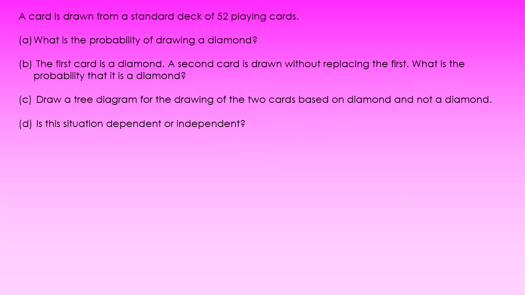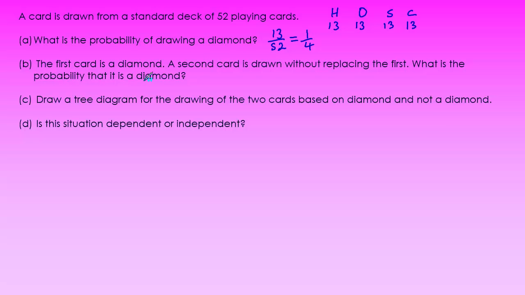Independence of events. A card is drawn from a standard deck of 52 playing cards. Now let's just remind ourselves, we have 4 suits: hearts, diamonds, spades and clubs, and each of those has 13 cards, making up the 52. So the probability of drawing a diamond is 13 out of 52, and of course that cancels down to a quarter.